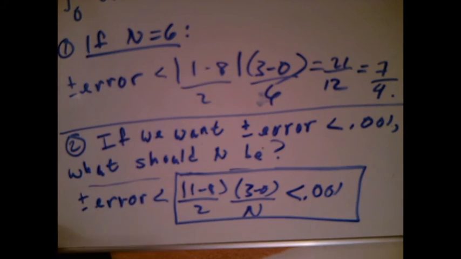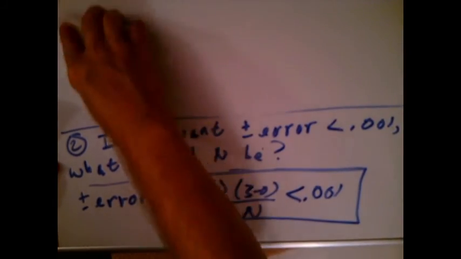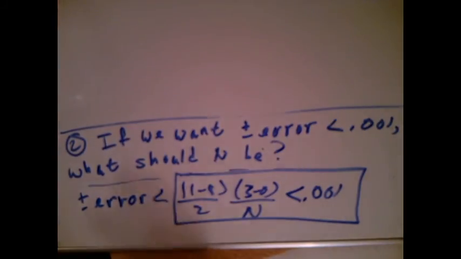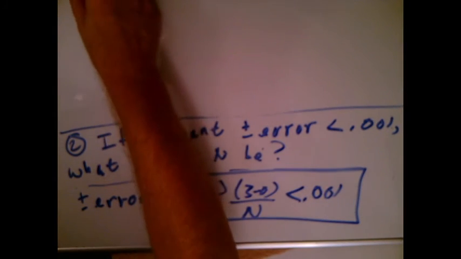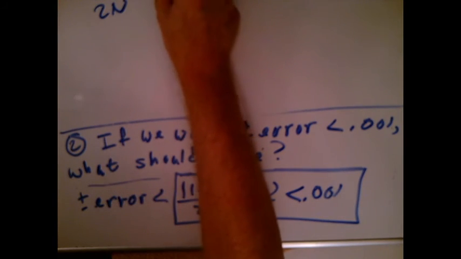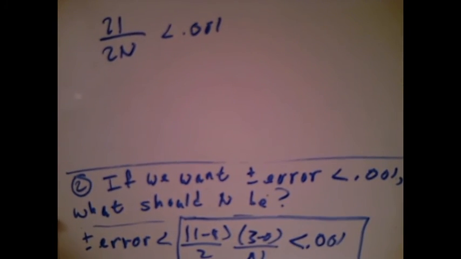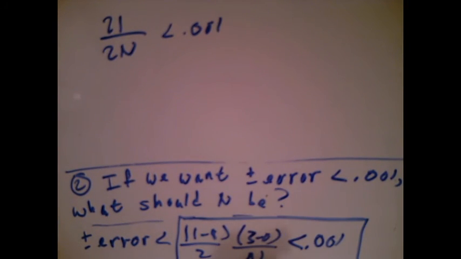So let me erase the stuff at the top so we don't smush. And I'm going to solve that for n. See, I have, let's see, that's going to be 7, that's going to be 21 over 2n. I want that to be less than 0.001, and I just want to solve that for n. I'm going to multiply n by both sides and divide both sides by 0.001. How about we do this? I multiply both sides by n, and then I multiply both sides by 1,000. So that's what we're going to do.